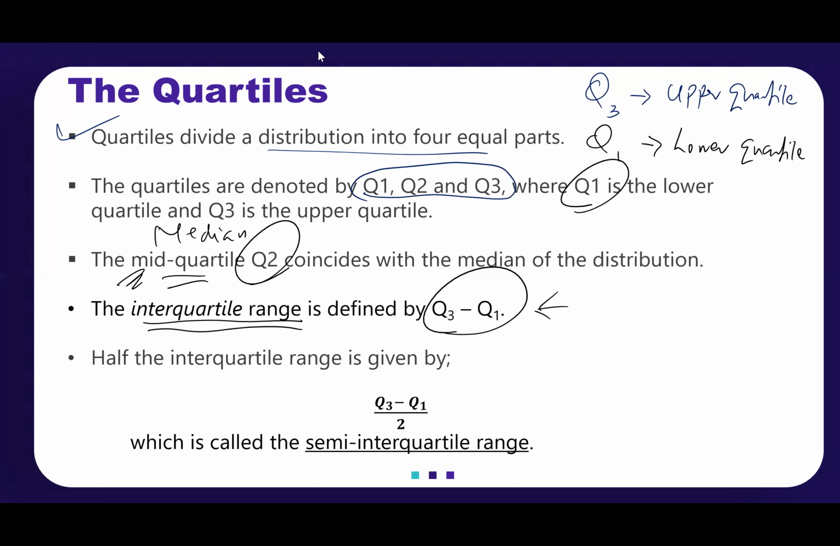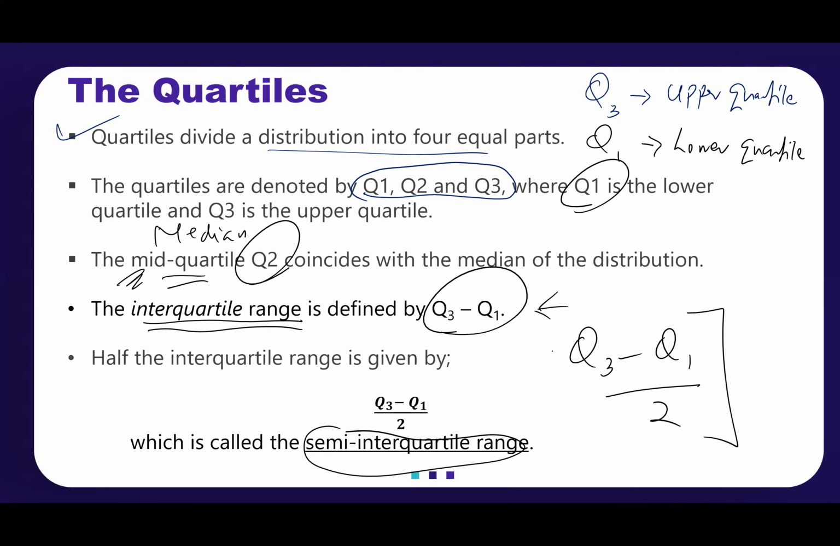Which is Q3 minus Q1. Half of the interquartile range is what we call the semi-interquartile range, which is Q3 minus Q1 over 2. So this is the range by the quartiles.